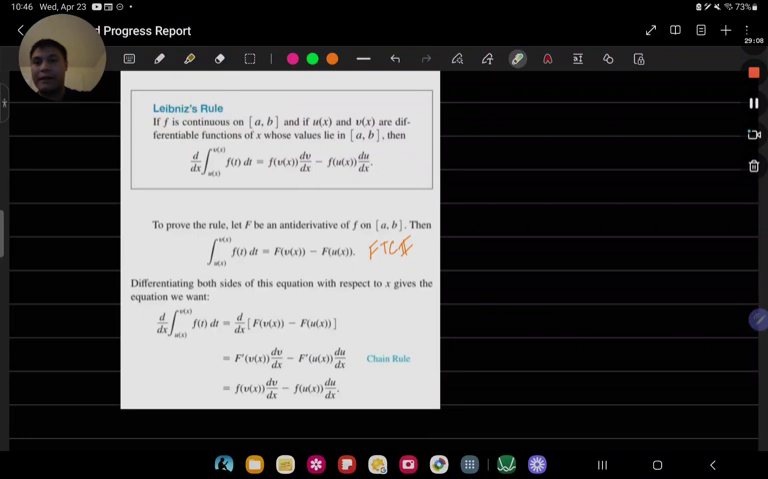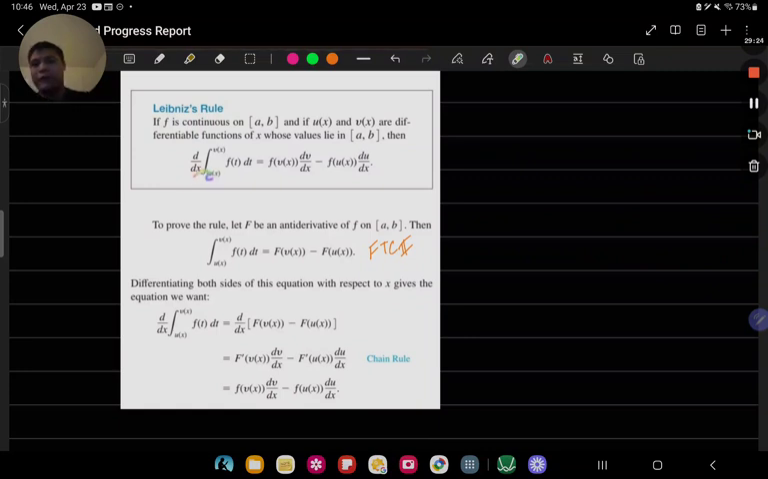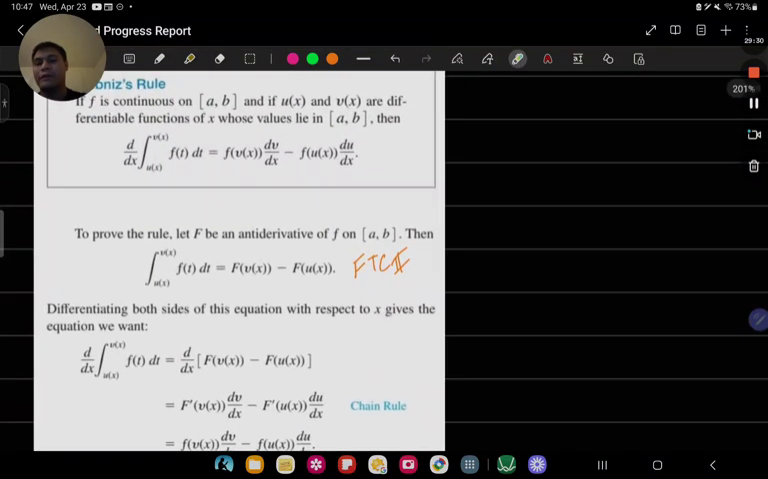But anyways, this is Leibniz's rule. When I take the derivative of an integral of a function, where now the bounds are actually some kind of functions of x, I'm actually calculating the area between two functions. And when I take the derivative of that area function, I get this weird looking thing. The way to prove it is to use FTC2. They don't quote it outright, but they're using FTC2.